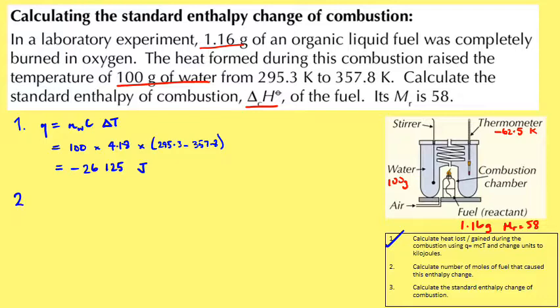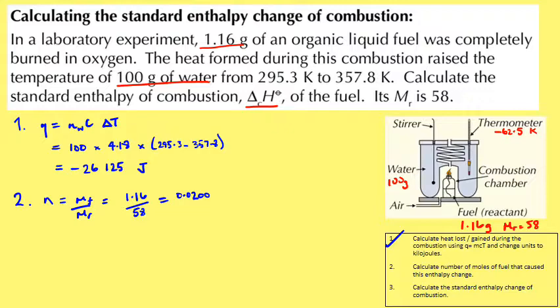Step number 2 is to calculate the number of moles of fuel that caused this temperature increase. Moles of fuel, n, equals the mass divided by the Mr, but in this case it's the mass of the fuel. The mass of the fuel is 1.16 grams, and the Mr we've been given as 58. So that works out at 0.02, but we want to use 3 significant figures. So let's write it as that.